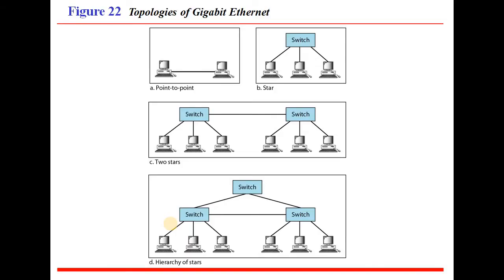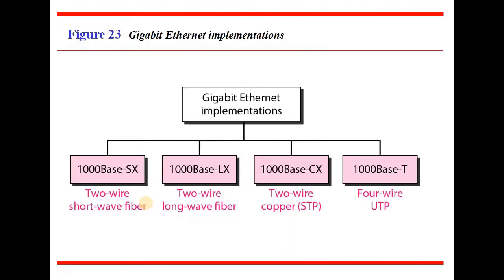And the topology used for this Gigabit Ethernet is point-to-point and star topology, and you can combine many star topologies as well as a hierarchy of stars, which means that you are going to use point-to-point and star topology for the Gigabit Ethernet. This is the topology used to send the data.